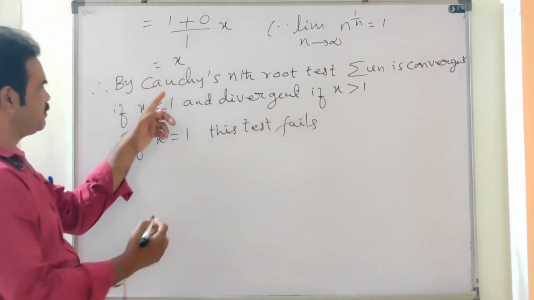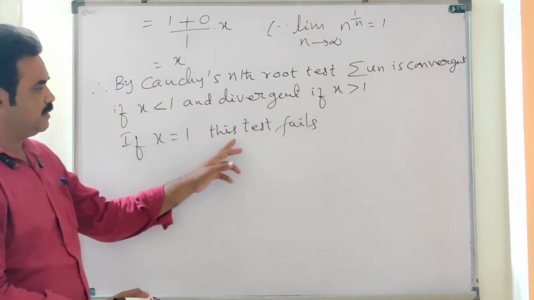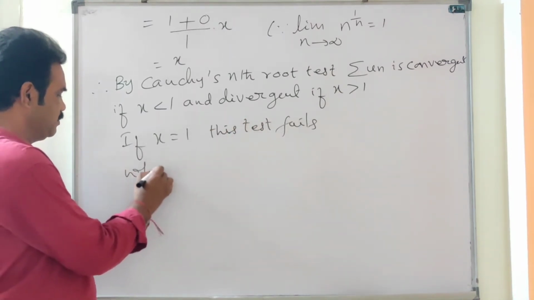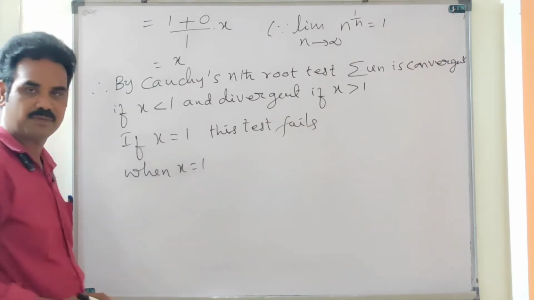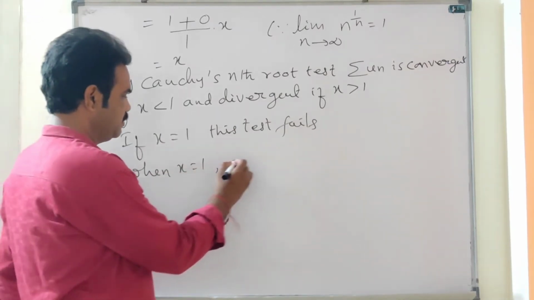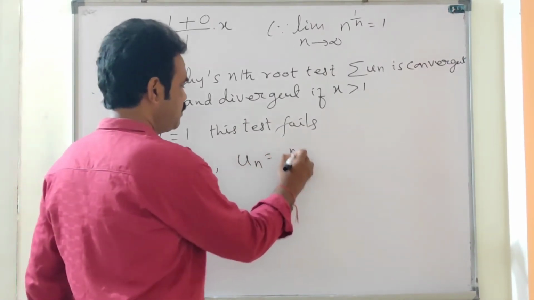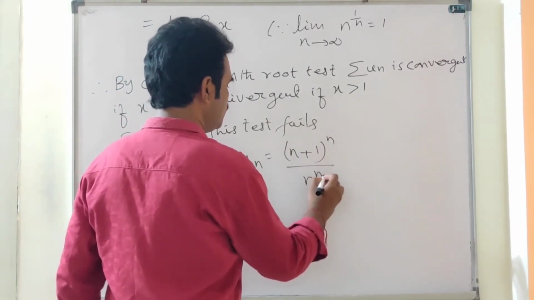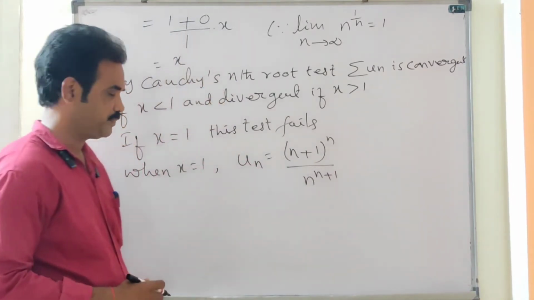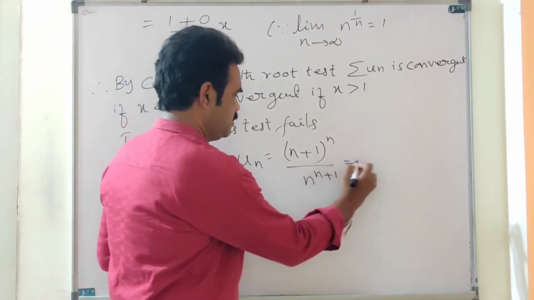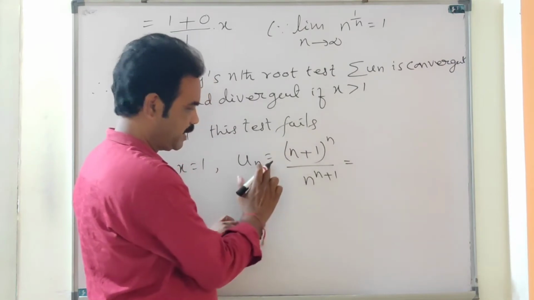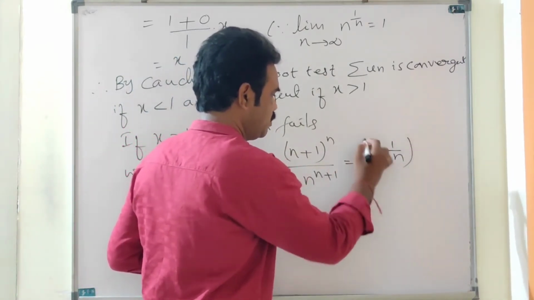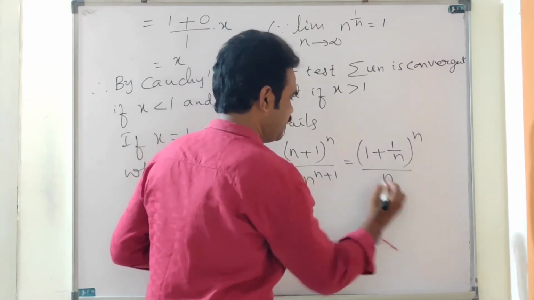Since this limit equals 1, Cauchy's nth root test fails. When x equals 1, we use another test to decide the rest of the series. When x equals 1, un is equal to (n plus 1) whole power n by n power n plus 1. Now this can be written, by taking n common, n power n cancels n power n, and this becomes (1 plus 1 by n) whole power n by n.